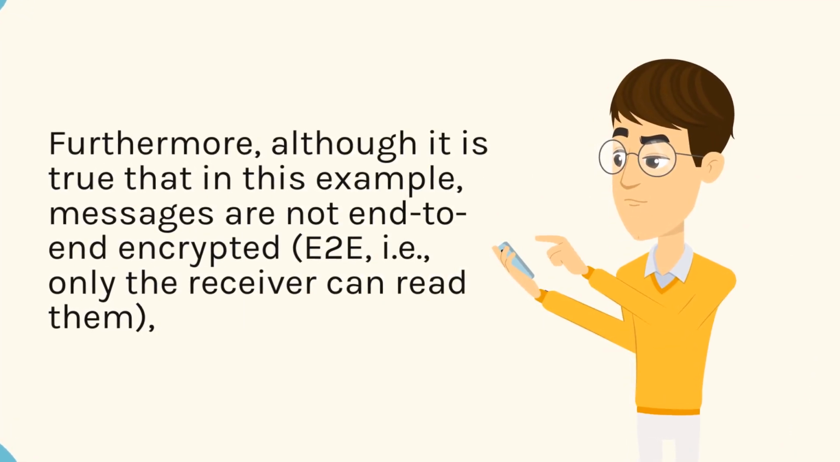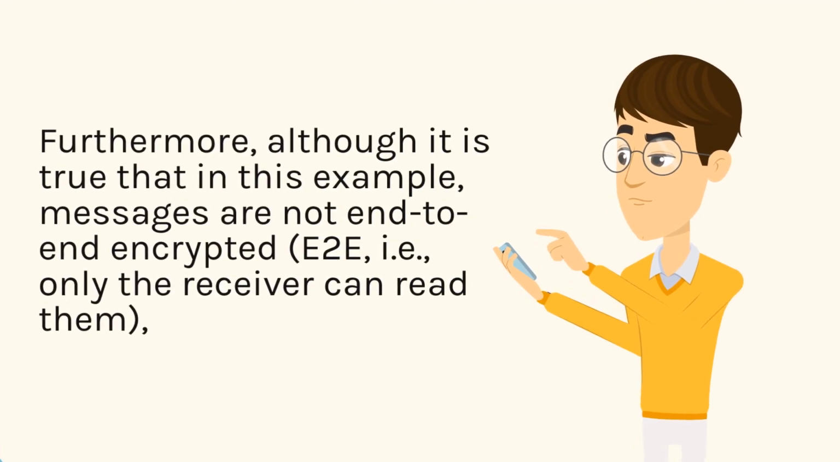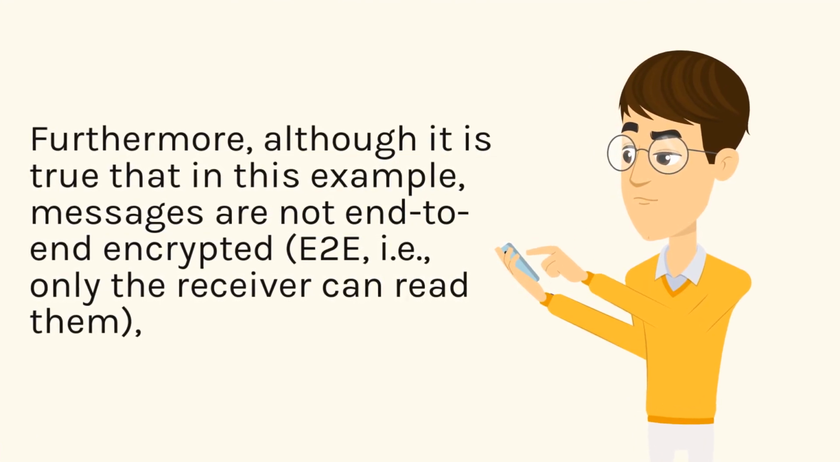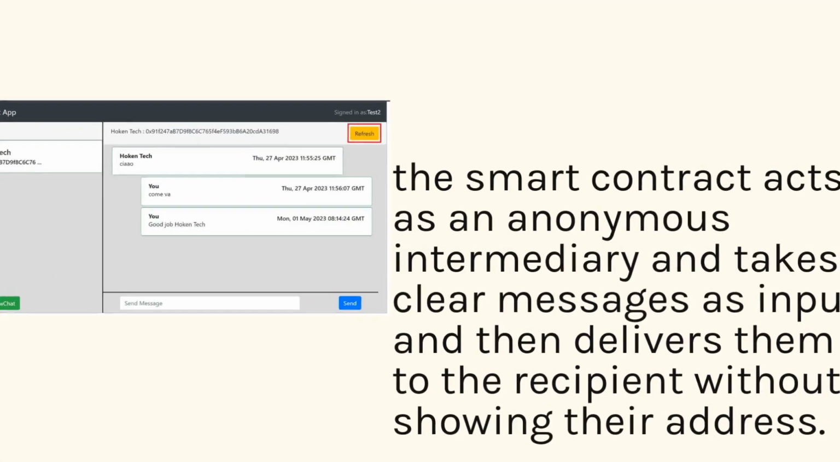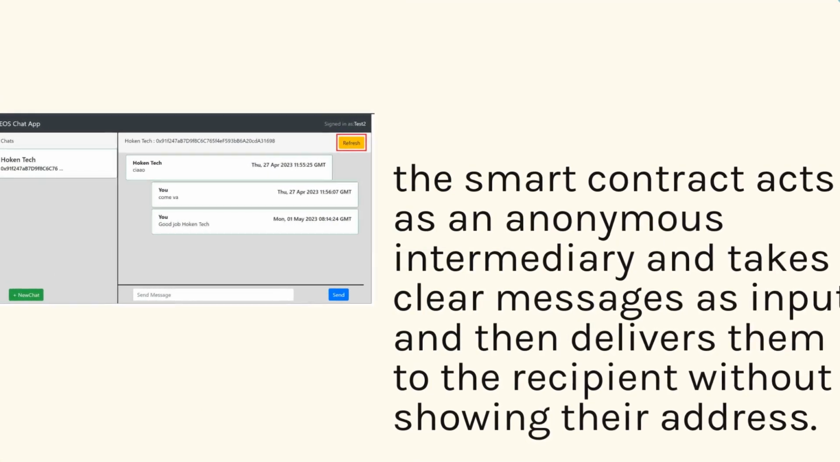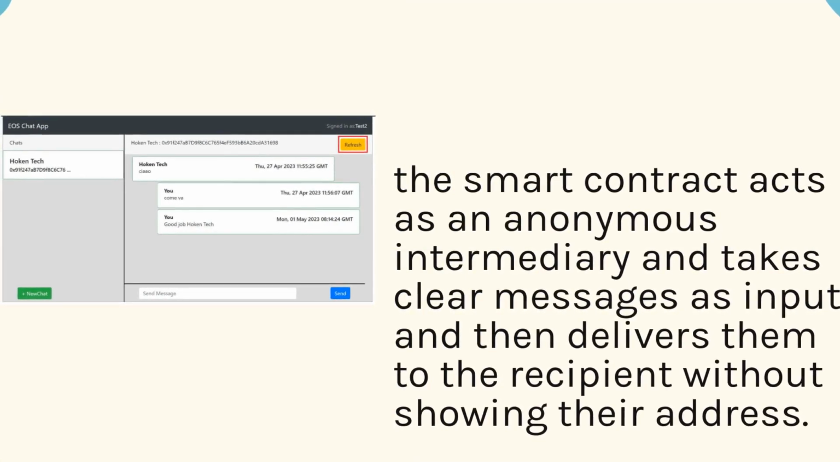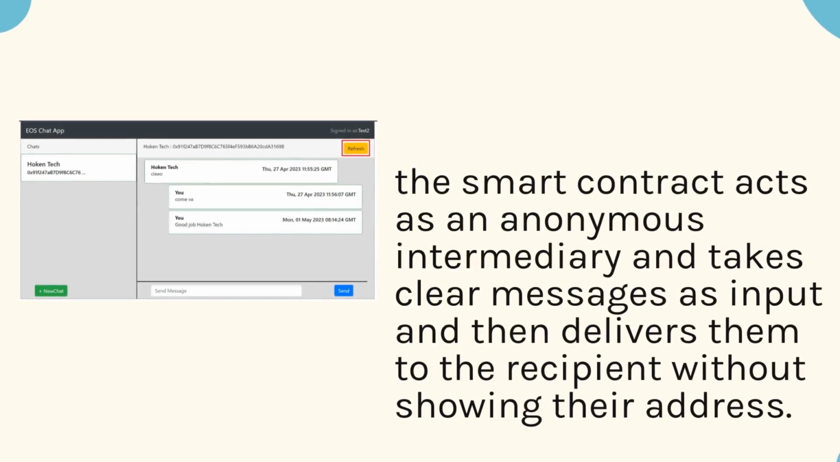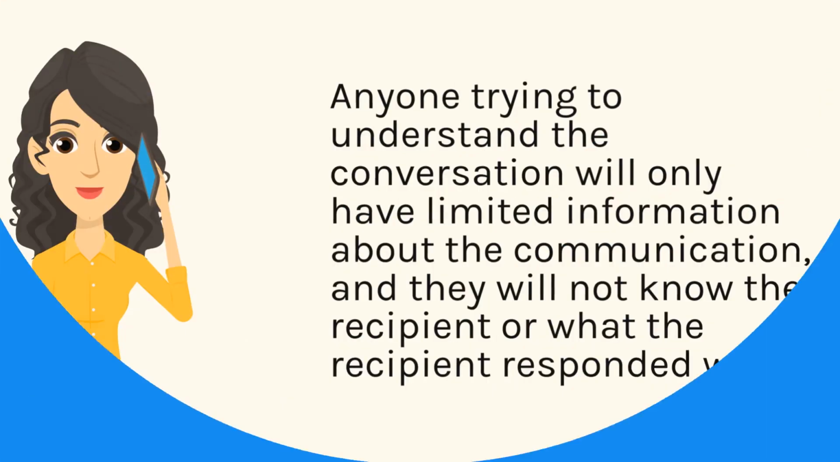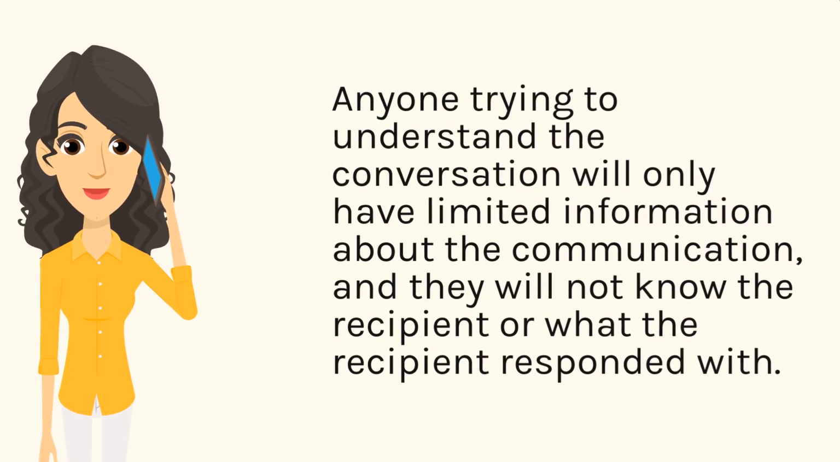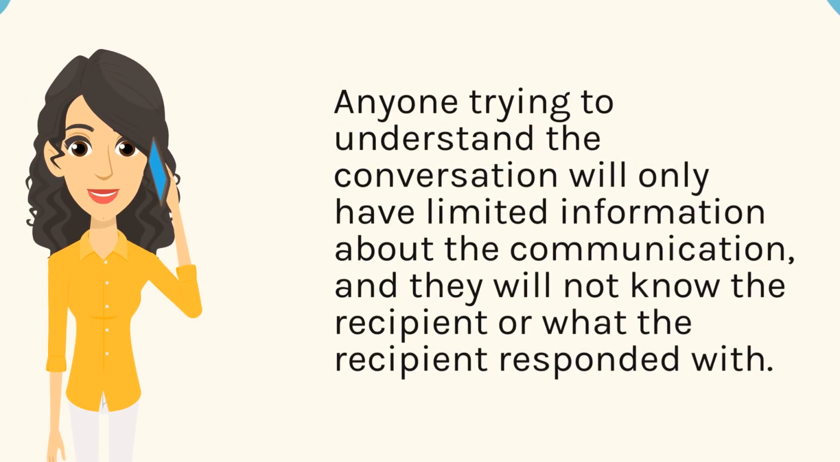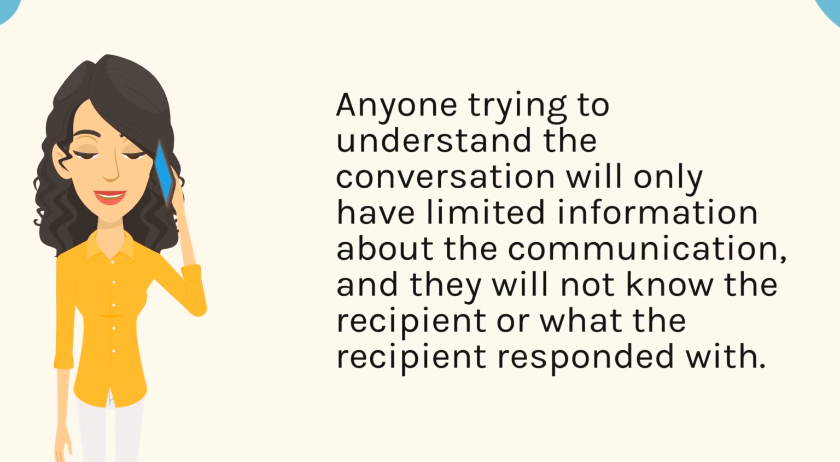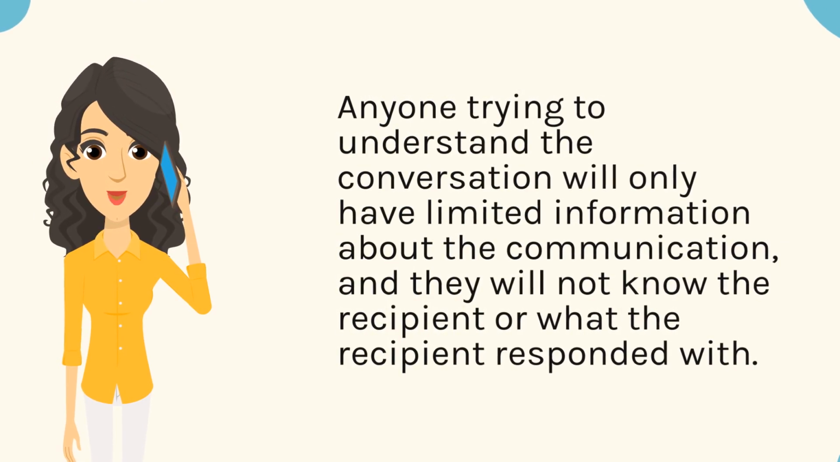Furthermore, although it is true that in this example, messages are not end-to-end encrypted, E2E, i.e., only the receiver can read them, the smart contract acts as an anonymous intermediary and takes clear messages as input and then delivers them to the recipient without showing their address. Anyone trying to understand the conversation will only have limited information about the communication, and they will not know the recipient or what the recipient responded with.